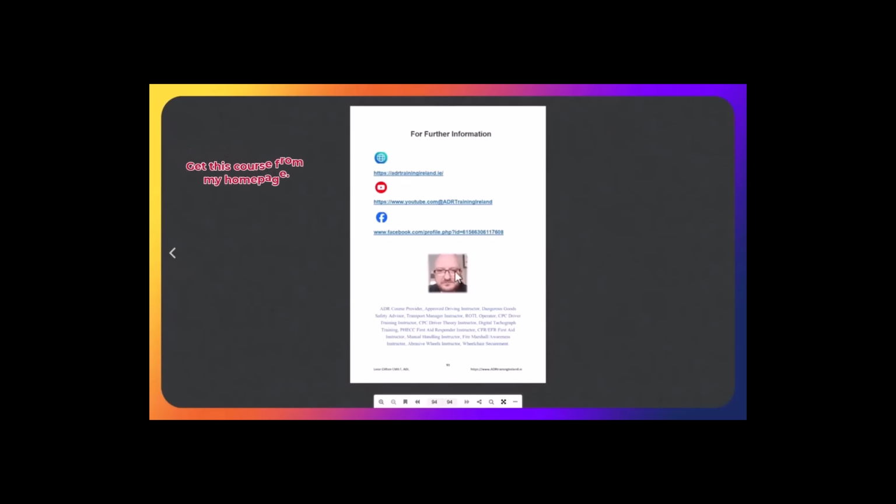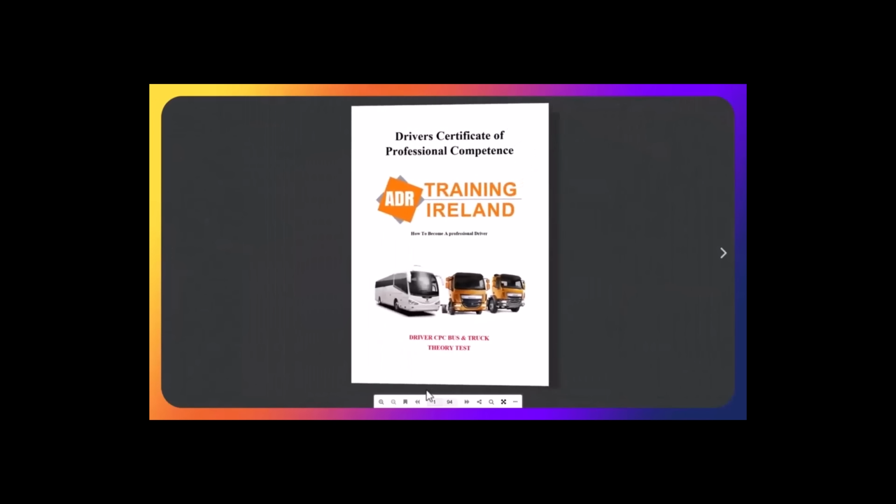And there's just some links and a picture of myself. So everything you need to know to pass your CPC exam and your CPC walk around is in this book. It has the questions, has the answers, it has easy ways to memorize it. And you can't buy this book anywhere because I put this book together.